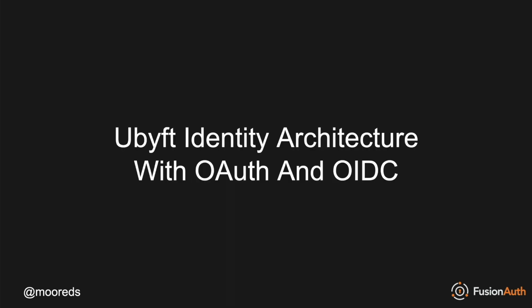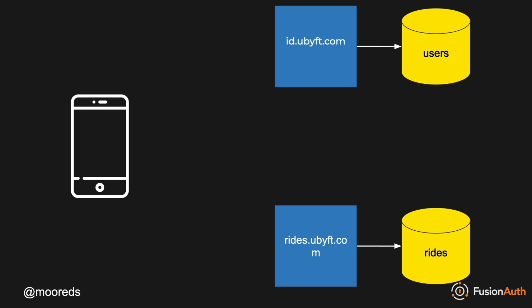Let's talk about the Ubift identity architecture, and we're going to focus on OAuth and OIDC. Again, those other two options that I mentioned at the beginning, native login and native hybrid, they're great options that have their own set of trade-offs. I'm going to focus on OAuth and OIDC because that's what this talk is about. We have our client over there on the left, and then we have our identity server, which is going to handle all of our user authentication needs. And then we have rides.ubift.com, which is an API.